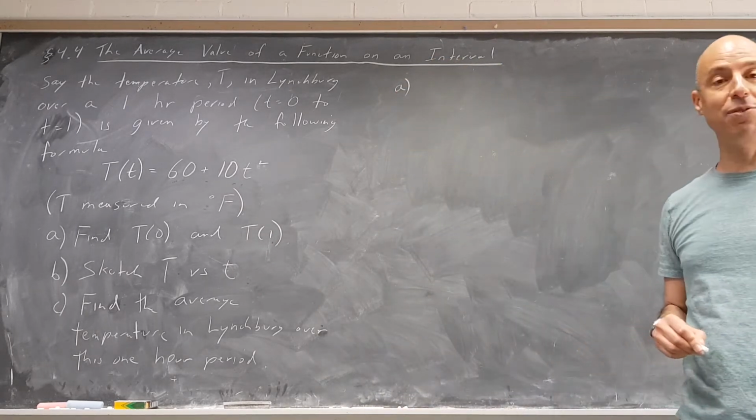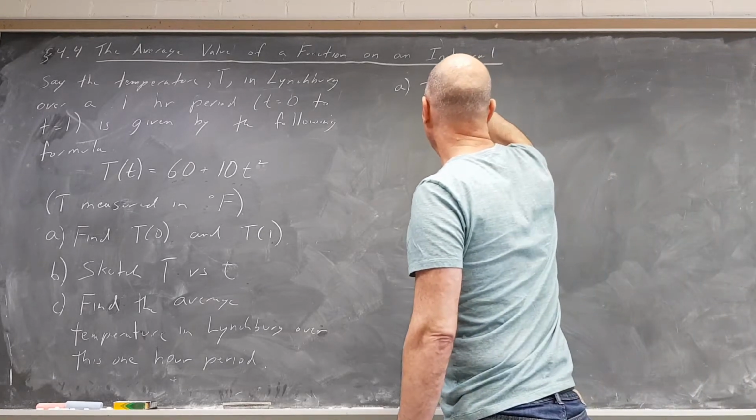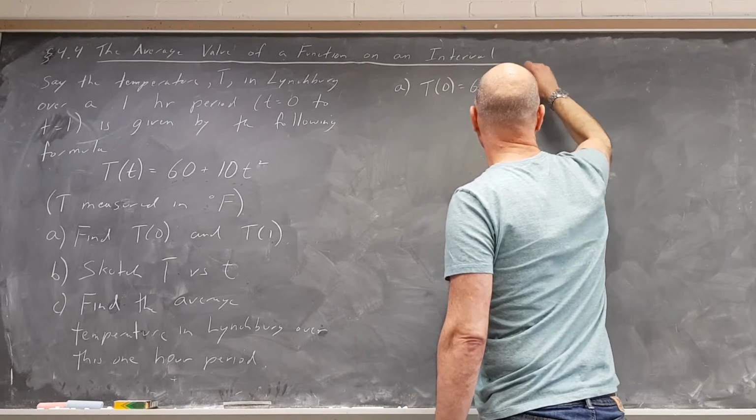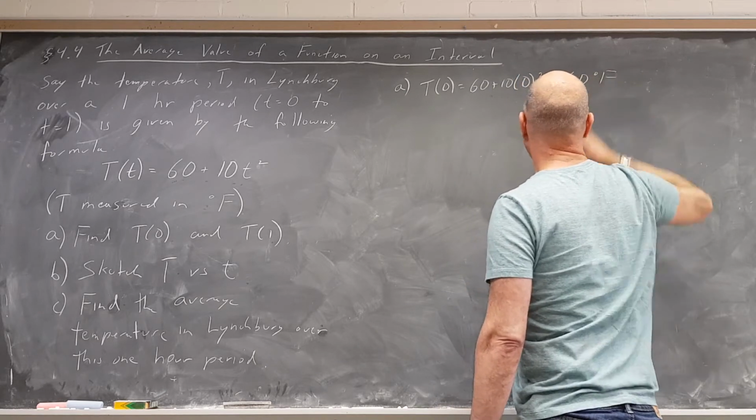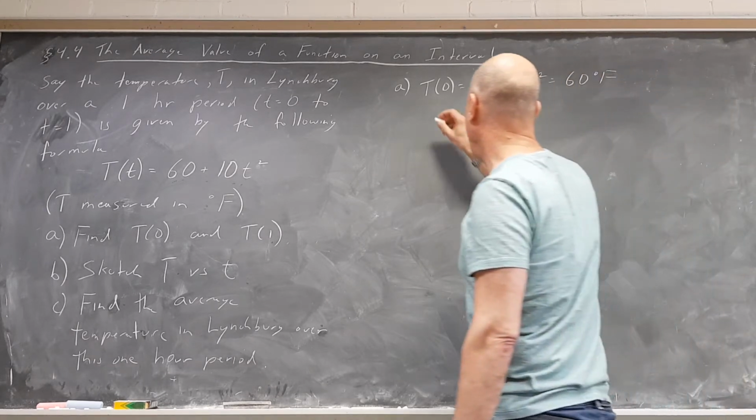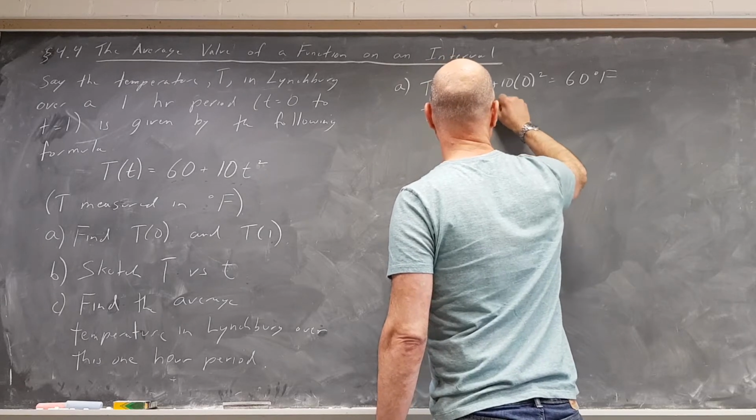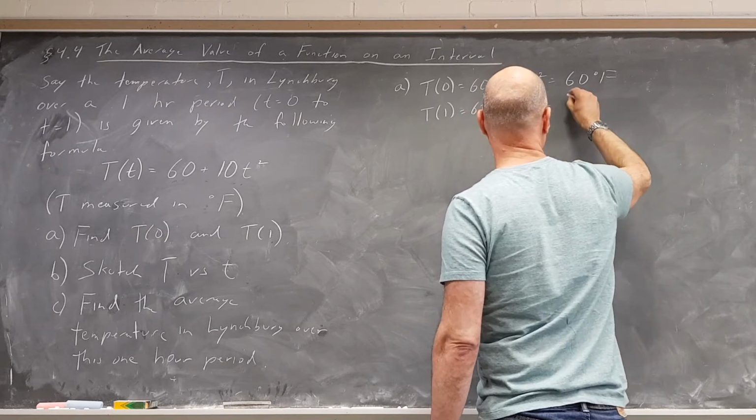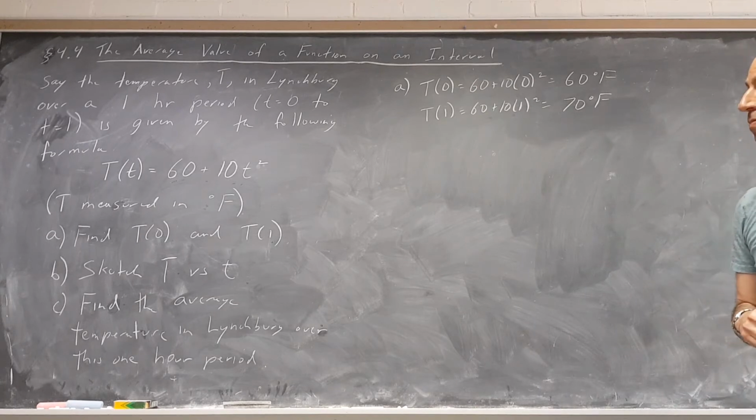Find the temperature at time 0 and the temperature at time 1. Well, there's very little to do here. The temperature at time 0 is going to be 60 plus 10 times 0 squared. 60 plus 0 is 60. This is in degrees Fahrenheit. That's a very pleasant temperature. And the temperature 1 hour later, temperature at time 1, is 60 plus 10 times 1 squared. That's going to be 60 plus 10, or 70, again, degrees Fahrenheit.